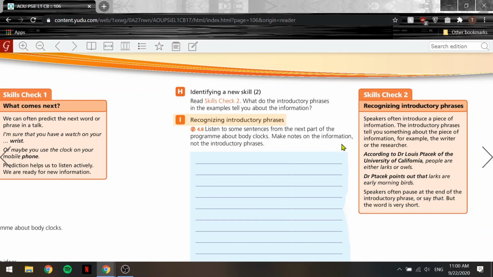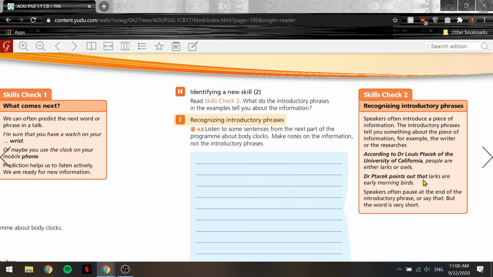When we say, according to Dr. Lewis of the University of California, people are either larks or owls. Okay, this beginning part right here is what is called an introductory phrase. Okay, it is used to introduce a piece of information. When you say, according to the writer, this is an introductory phrase. I'm preparing you for new information. Okay?